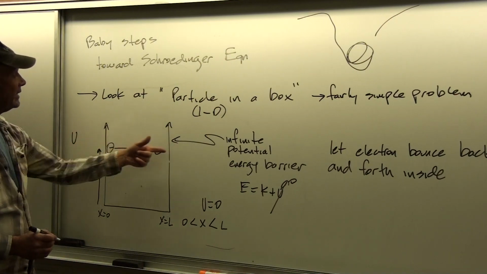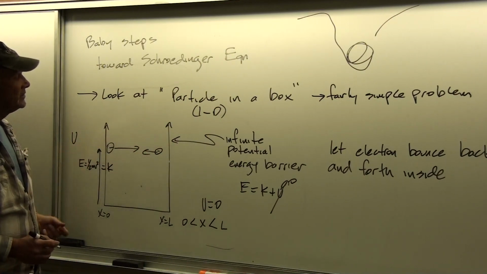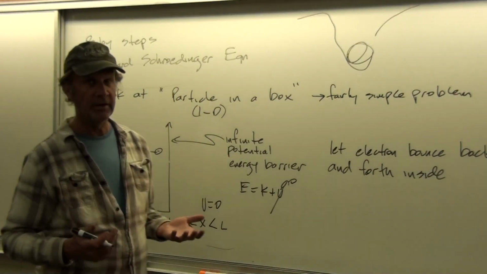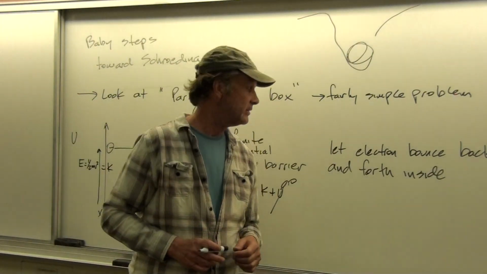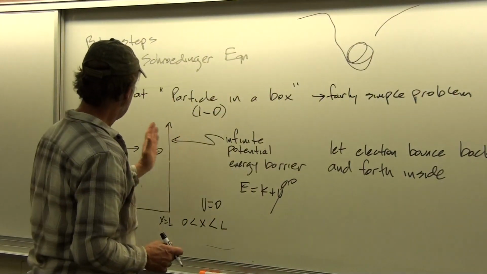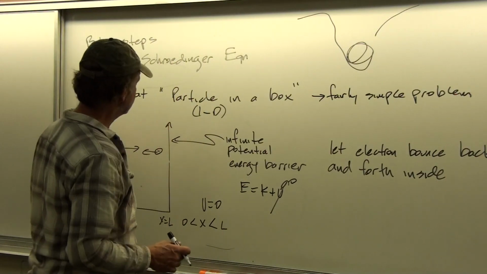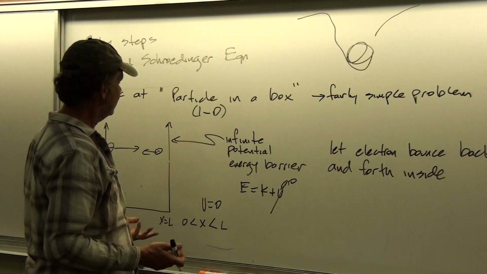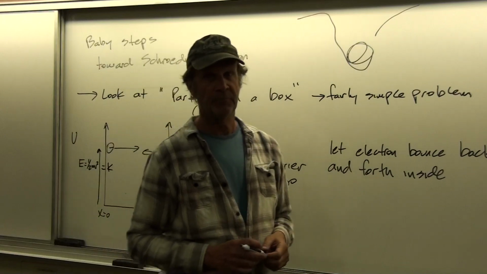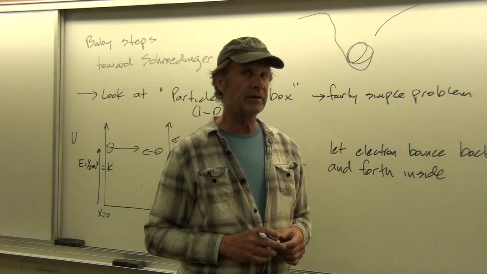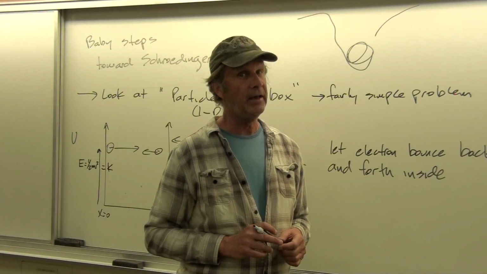It's going to bounce back and forth here. Let's assume elastic collisions so that no energy is lost by the electron as it bounces back and forth. So it just keeps going back and forth, and that's what we'd expect as a particle. But what would we expect if we think of the electron as being a wave?